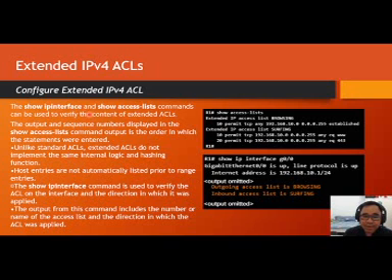The show ip interface and the show access-lists commands can be used to verify the content of an extended ACL. The sequence number displayed in the show access-lists command output is the order in which the statements were entered. Unlike standard ACLs, extended ACLs do not implement the same internal logic and hashing functions, so host entries are not automatically listed prior to the range entries. The show ip interface command is used to verify the ACL on the interface and the direction in which it is applied. The output from this command includes the number or name of the access list and the direction in which the ACL was applied.